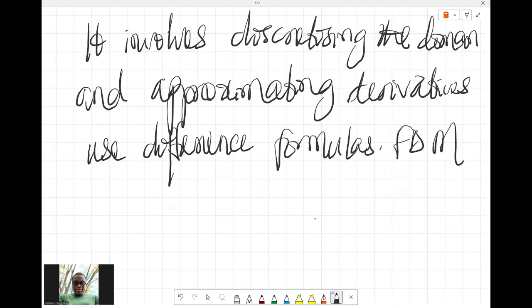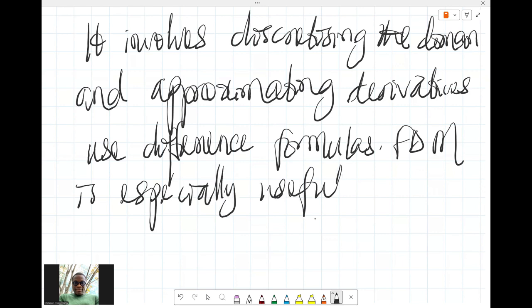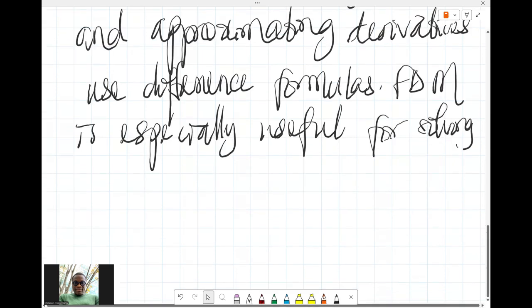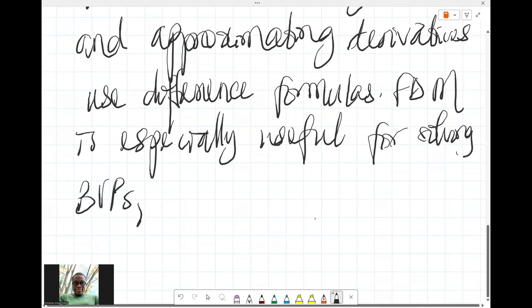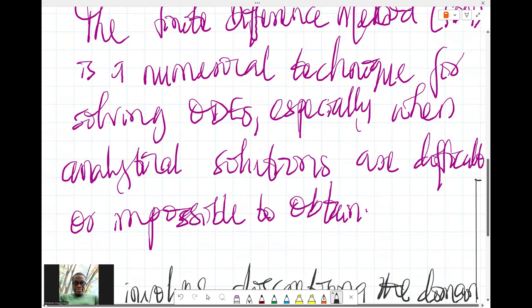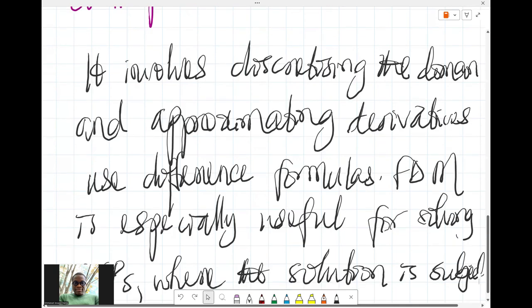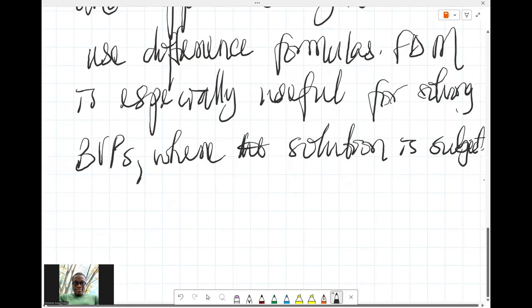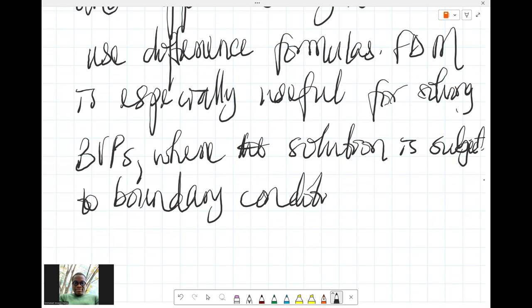The finite difference method is especially useful for solving boundary value problems, where the solution is subject to boundary conditions at two or more points.